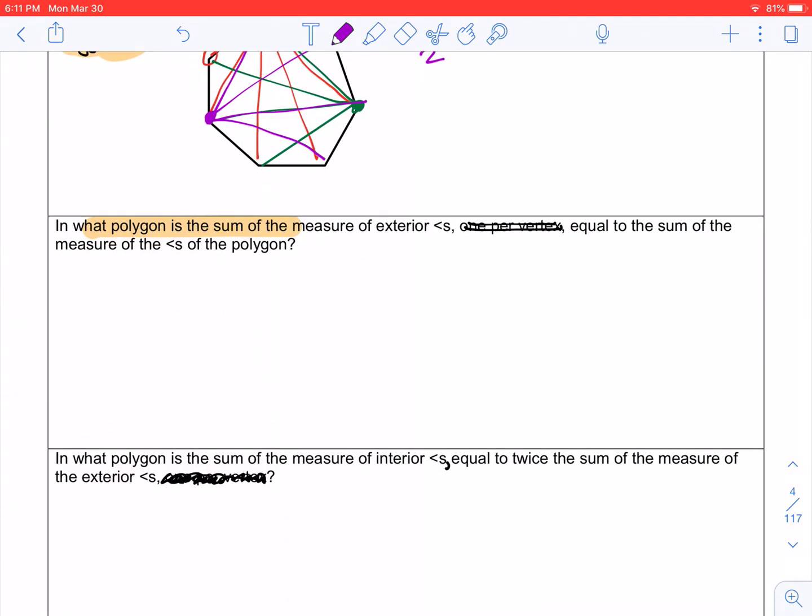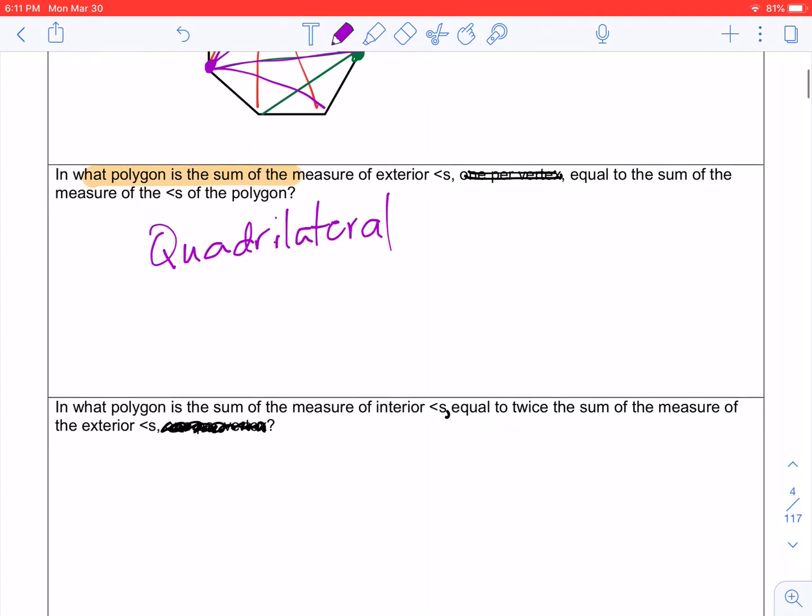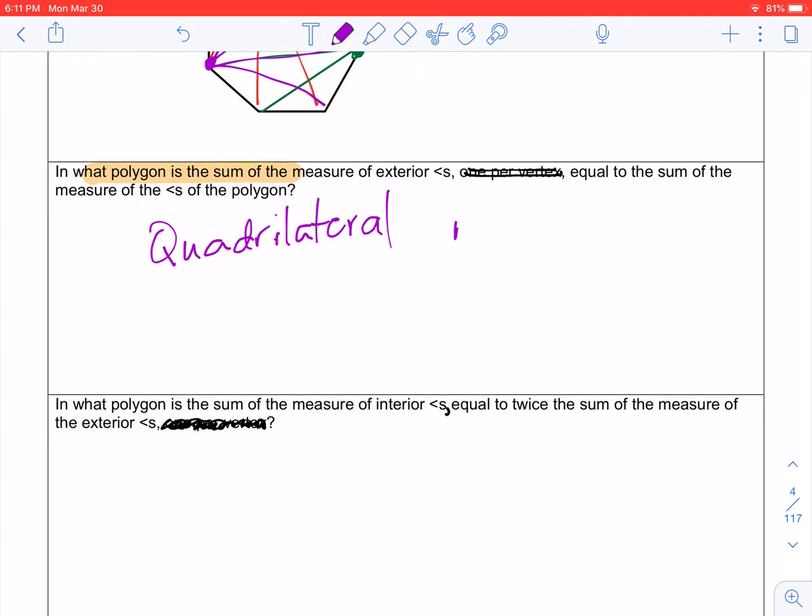So you don't even need to copy this down. It's kind of like a little problem. But when does the exteriors equal quadrilateral? I could set this up as an equation and say n minus 2 times 180 equals 360, and I could solve that problem. There's the exterior.